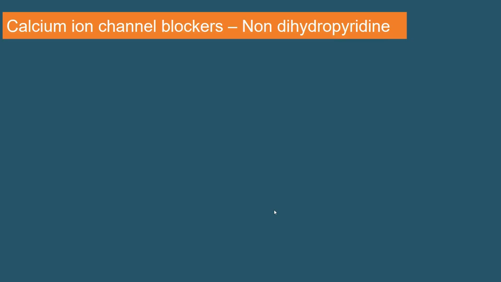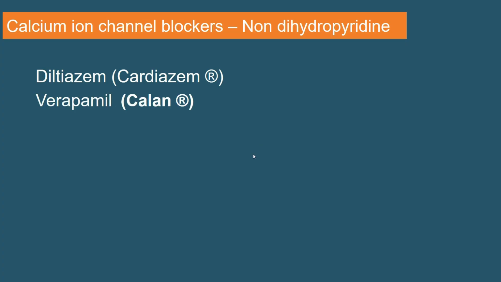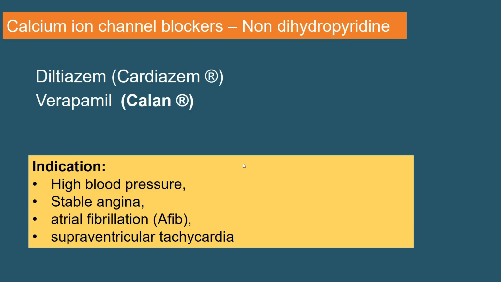Next type of calcium ion channel blockers are non-dihydropyridine calcium ion channel blockers. There are two drugs here. One is diltiazem, brand Cardizem, and there are more brands for diltiazem. And verapamil, brand Calan, and there are more brands also available for verapamil. Unlike dihydropyridine calcium ion channel blockers, these drugs are additionally used for arrhythmic conditions, such as atrial fibrillation and supraventricular tachycardias. Cardiac arrhythmias are the primary use of these medications.